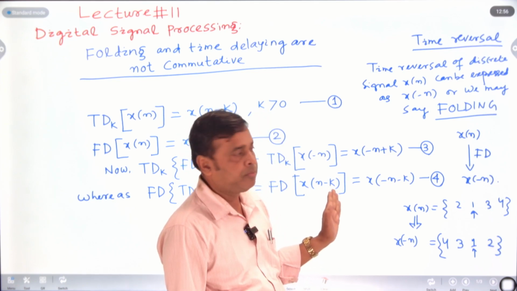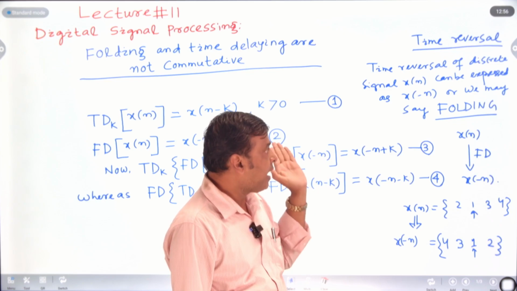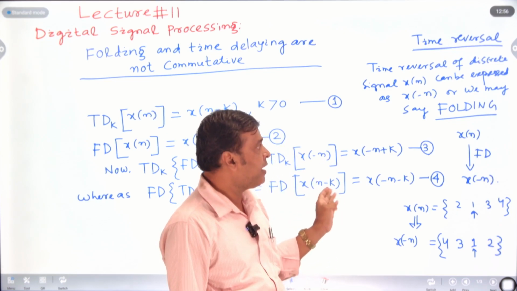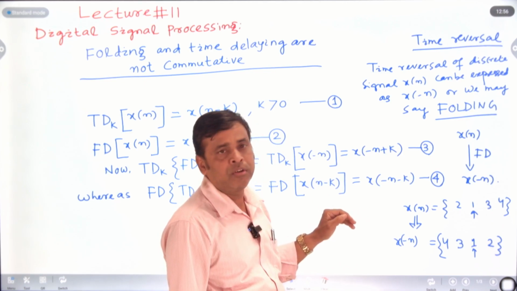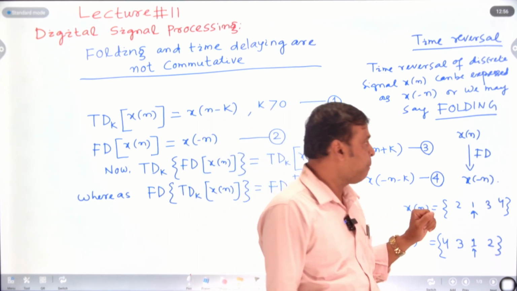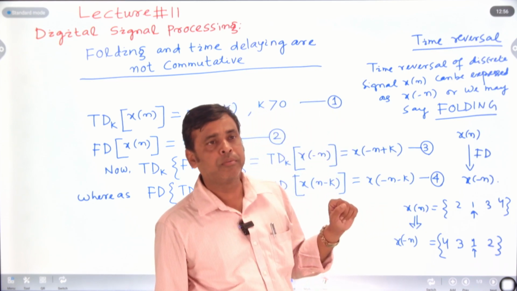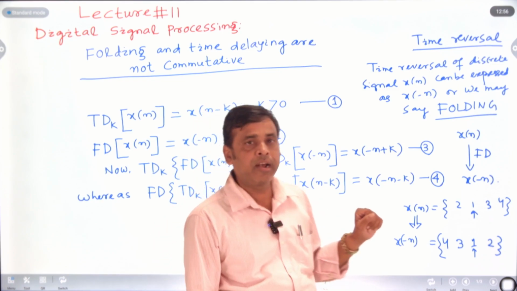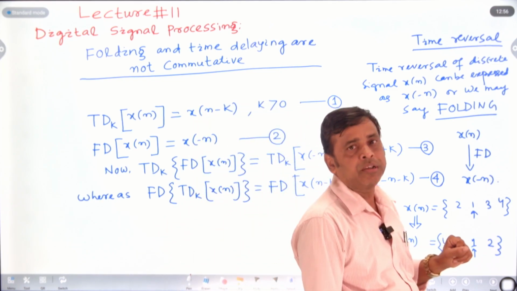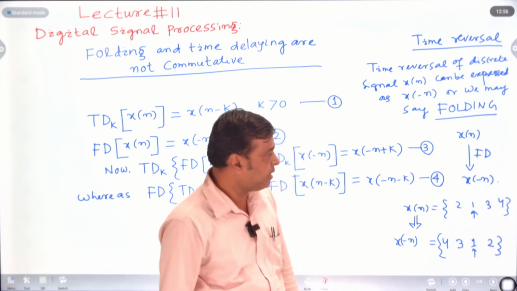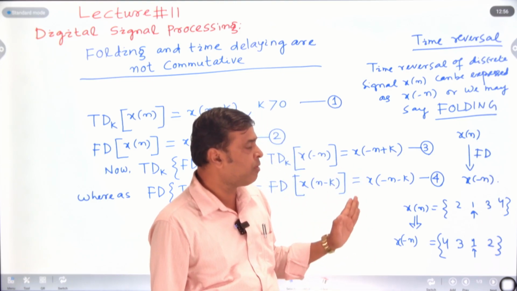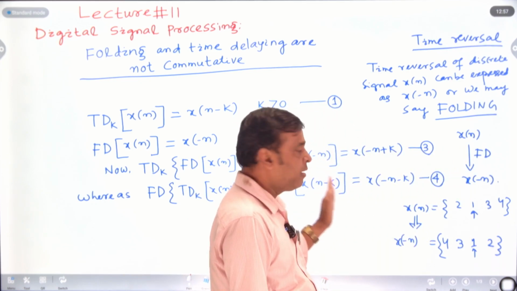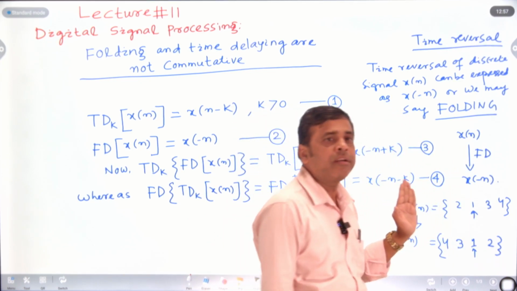Similarly, in case of time advance, if x of n is your discrete signal and it is advanced by k units of samples, it means x of n plus k, where k is negative. If k is minus 2, the time shift results in an advance. In graphical representation, each sample is shifted toward the left and the arrow mark is shifted toward the right.